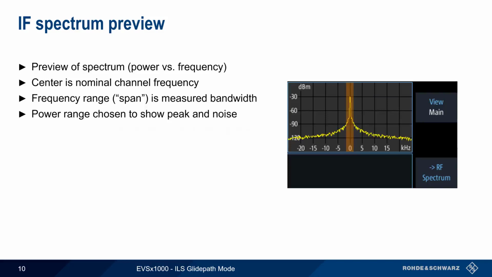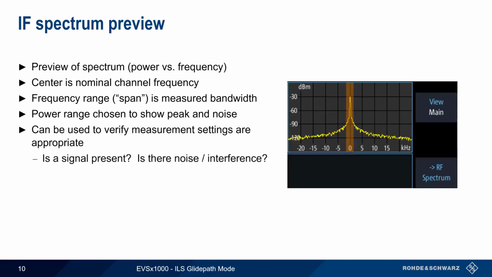The main application of the IF spectrum preview is verifying the measurement settings are appropriate. For example, we can use the IF spectrum to see if a glide path signal is present, or if there's noise or other types of interference in addition to the glide path signal.